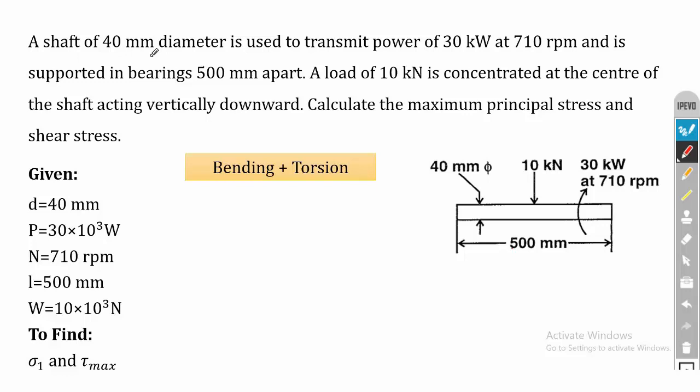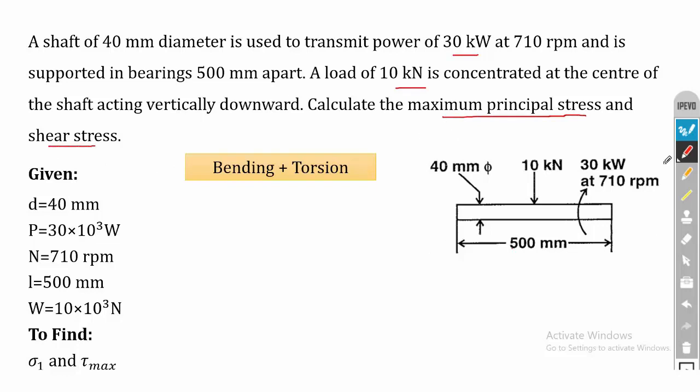A shaft of 40 mm diameter is used to transmit power of 30 kilowatt at 710 rpm and is supported in bearings 500 mm apart. A load of 10 kilonewton is concentrated at the center of the shaft, acting vertically downward. Calculate the maximum principal stress and shear stress. Okay, so here we have to calculate the maximum principal stress, that is sigma 1, and the shear stress, that is tau max.